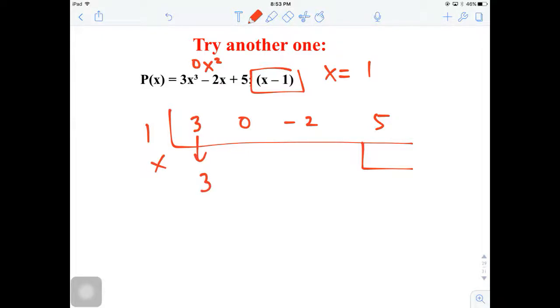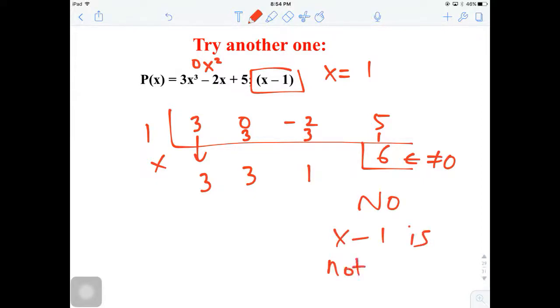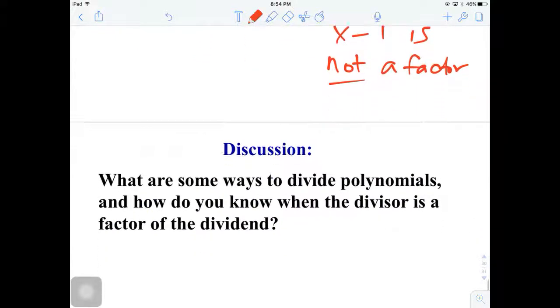We have 3 times 1 is 3. Combining with a 0 is 3. Multiply again, we have 3. Combining, we have 1. 1 times 1 is 1, and we have 6. Since this is not equal to 0, the answer is no. x minus 1 is not a factor. And we don't need to find the rest of it because it's not a factor. So that was the end of that problem.